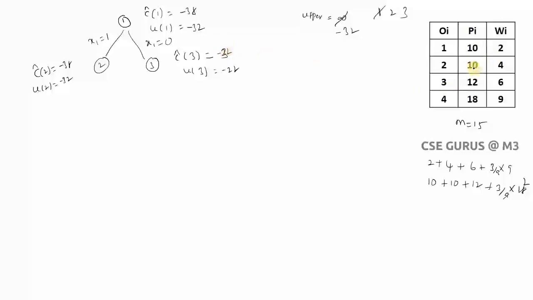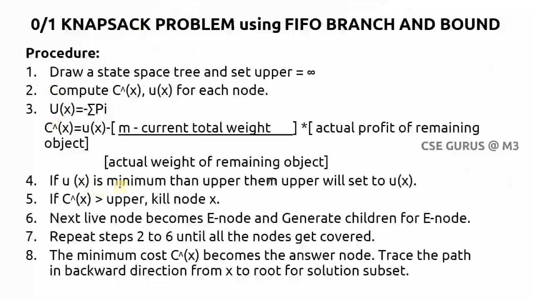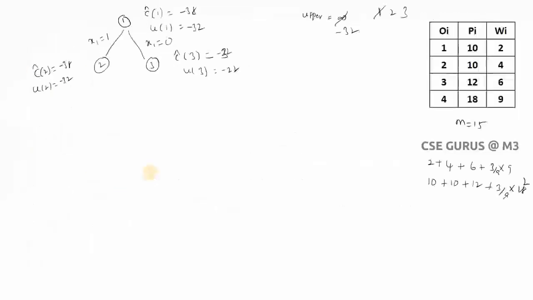Why? Because we need to write from here. Because x1 is 0, don't include x1. So 4 plus 6 is 10, that is 22, plus here how much is required is 5 out of 9. So like this, if you consider 5 into 2, 10, that is totally minus 32 you will get here. So in this, what we need to consider here, U of x, if U of x is minimum, then upper you need to consider. So minus 32, minus 22, which is the minimum, minus 32. Don't update upper. If you get a value less than this, then you update the upper.